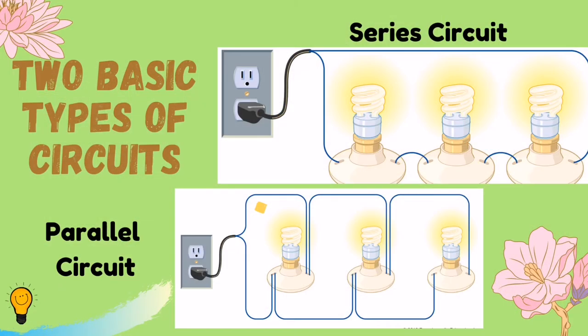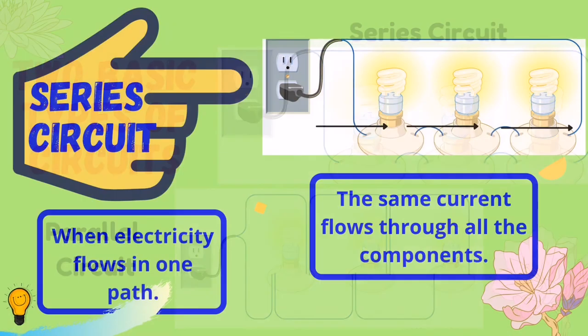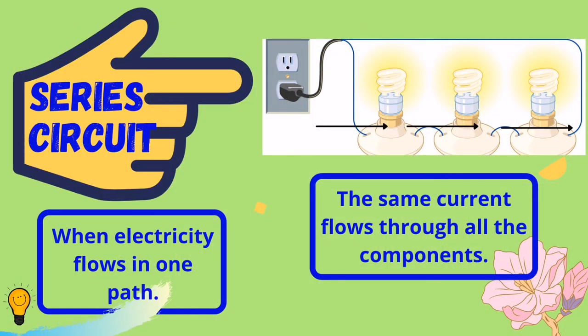There are two basic types of circuits in electricity: one, series circuit, and two, parallel circuit. These two differ in the number of loops through which current can flow. Then what is a series circuit? It is when electricity flows in one path, the same current flows through all the components.